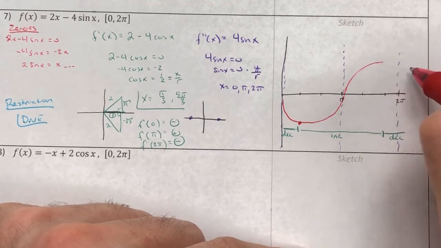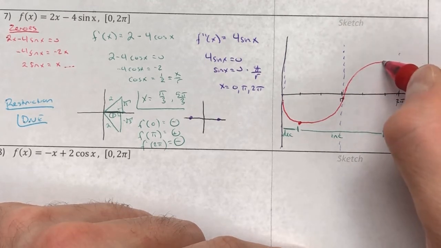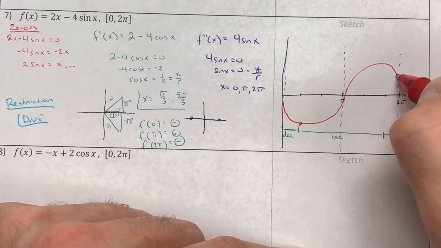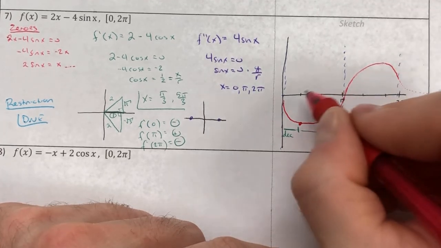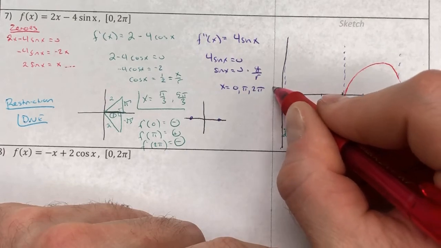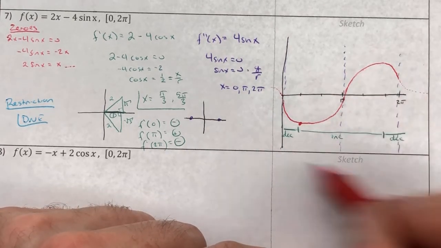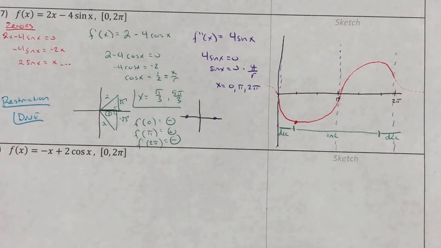Then at that point, it's going to start decreasing, but it still doesn't change concavity. It would technically change concavity on the other end, but we're not concerned about that. That is going to give us a good shape of what that graph looks like. And there we go.